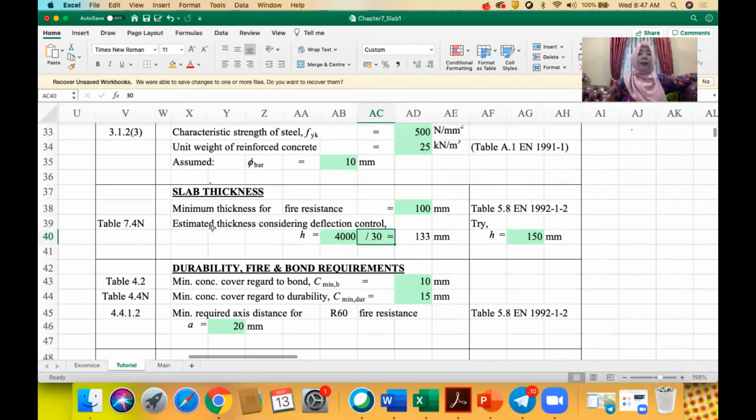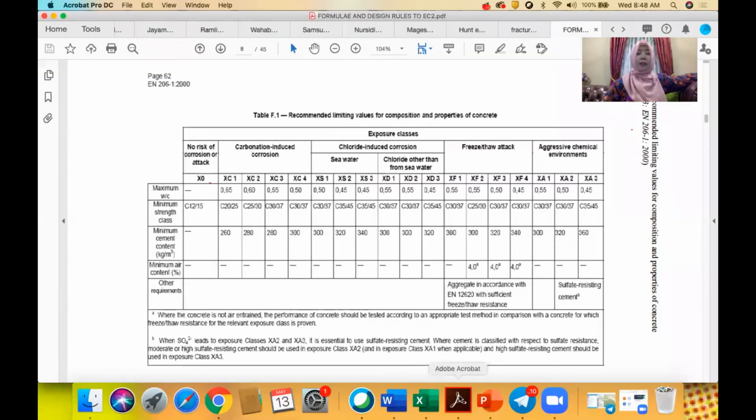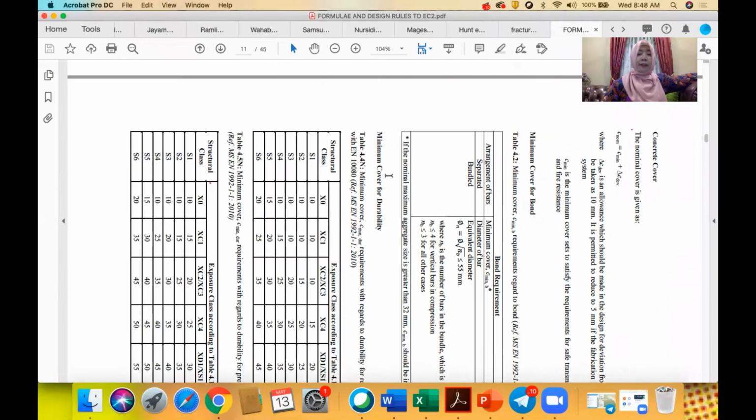Now the thickness is not given, only the span, the load and the actions. Therefore, we need to find the thickness as in the case of the last example. We need to find what is the slab thickness. Now we have two guidances to obtain the slab thickness. The first one is fire resistance. So look at here, the fire resistance.